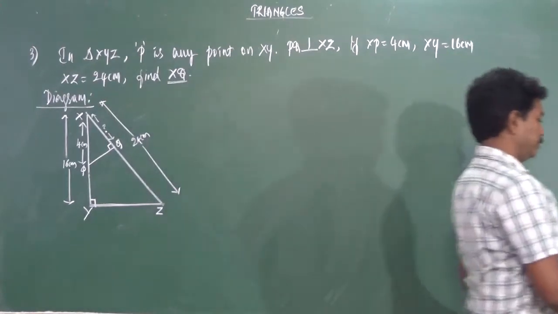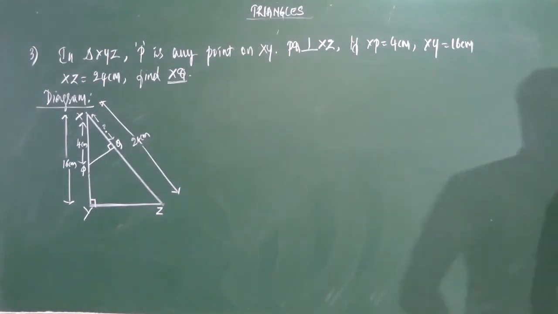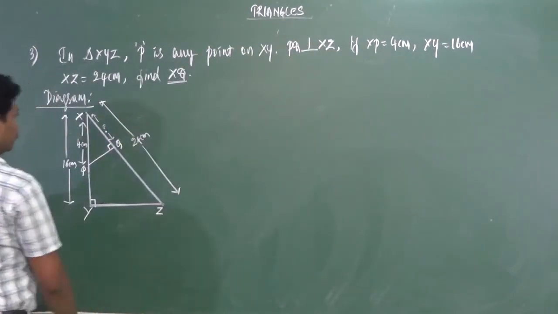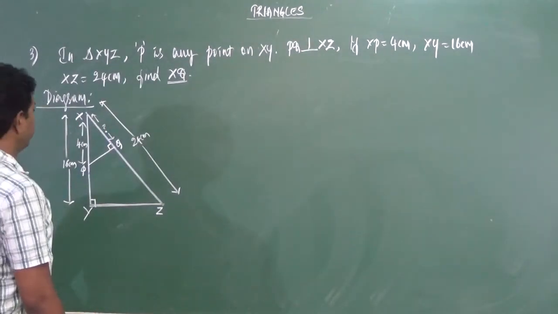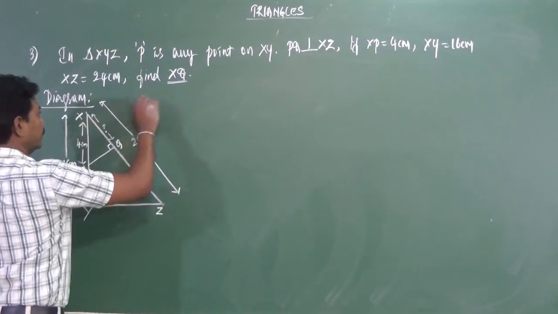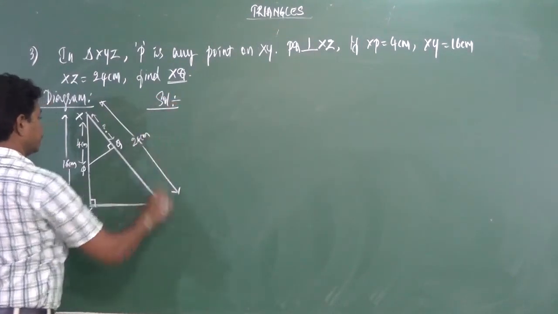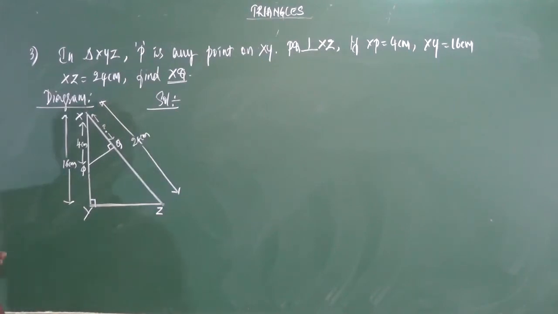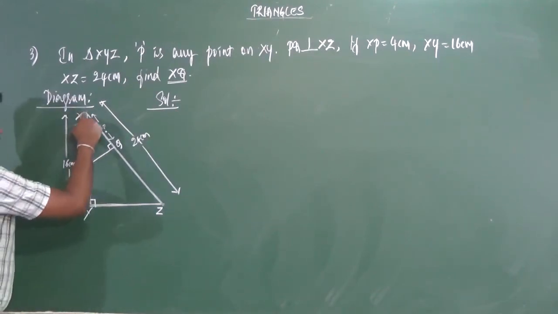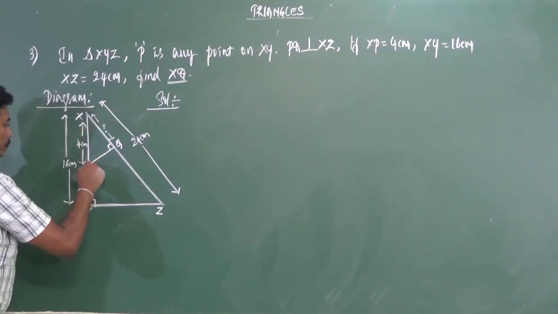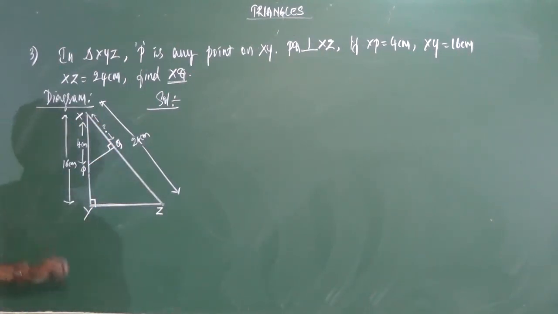So a very, very beautiful problem. Most of the students lose marks. I'll show you how they lose, and you have to be very careful here. As it is a numerical, I will directly go with the solution. So here we have two triangles: triangle XYZ and triangle XQP.